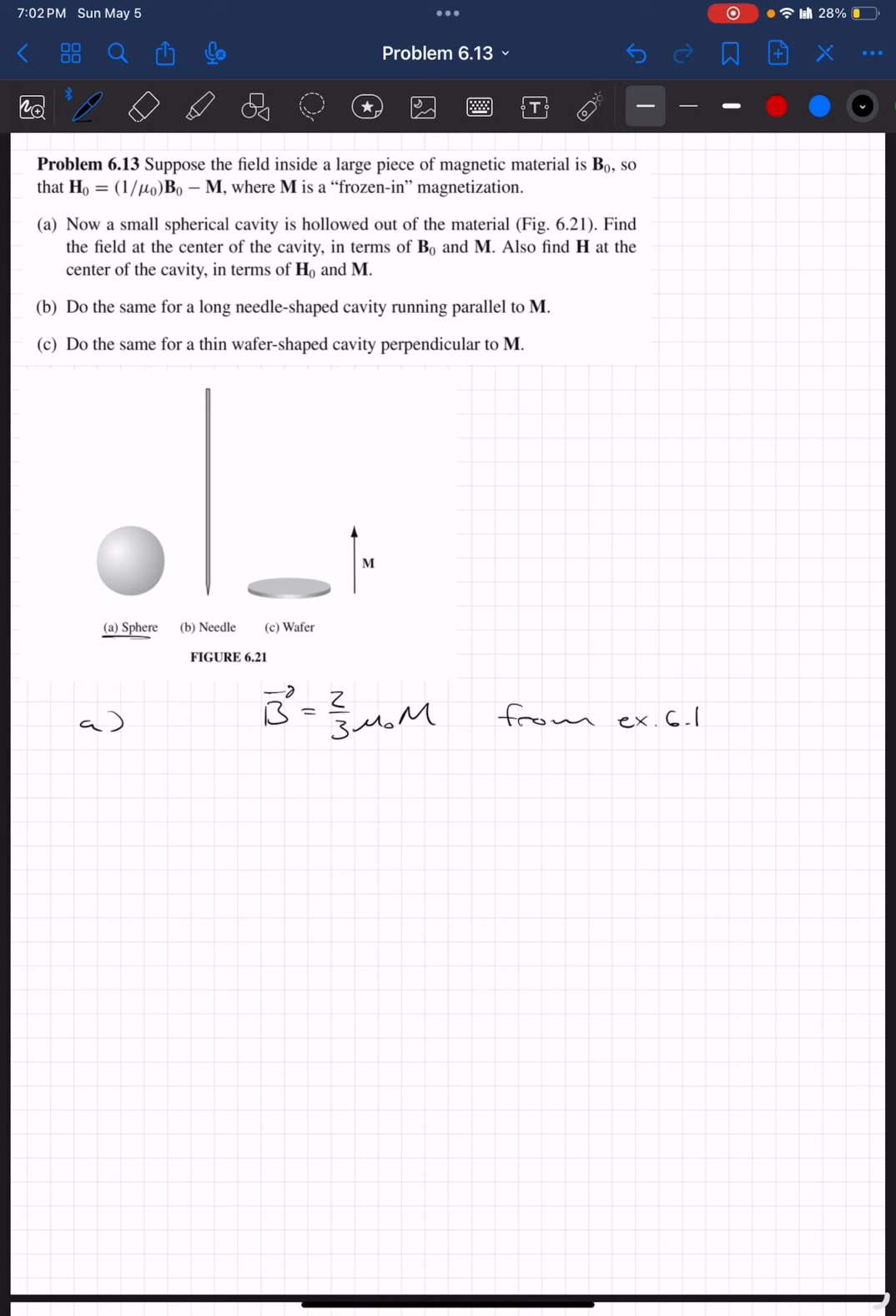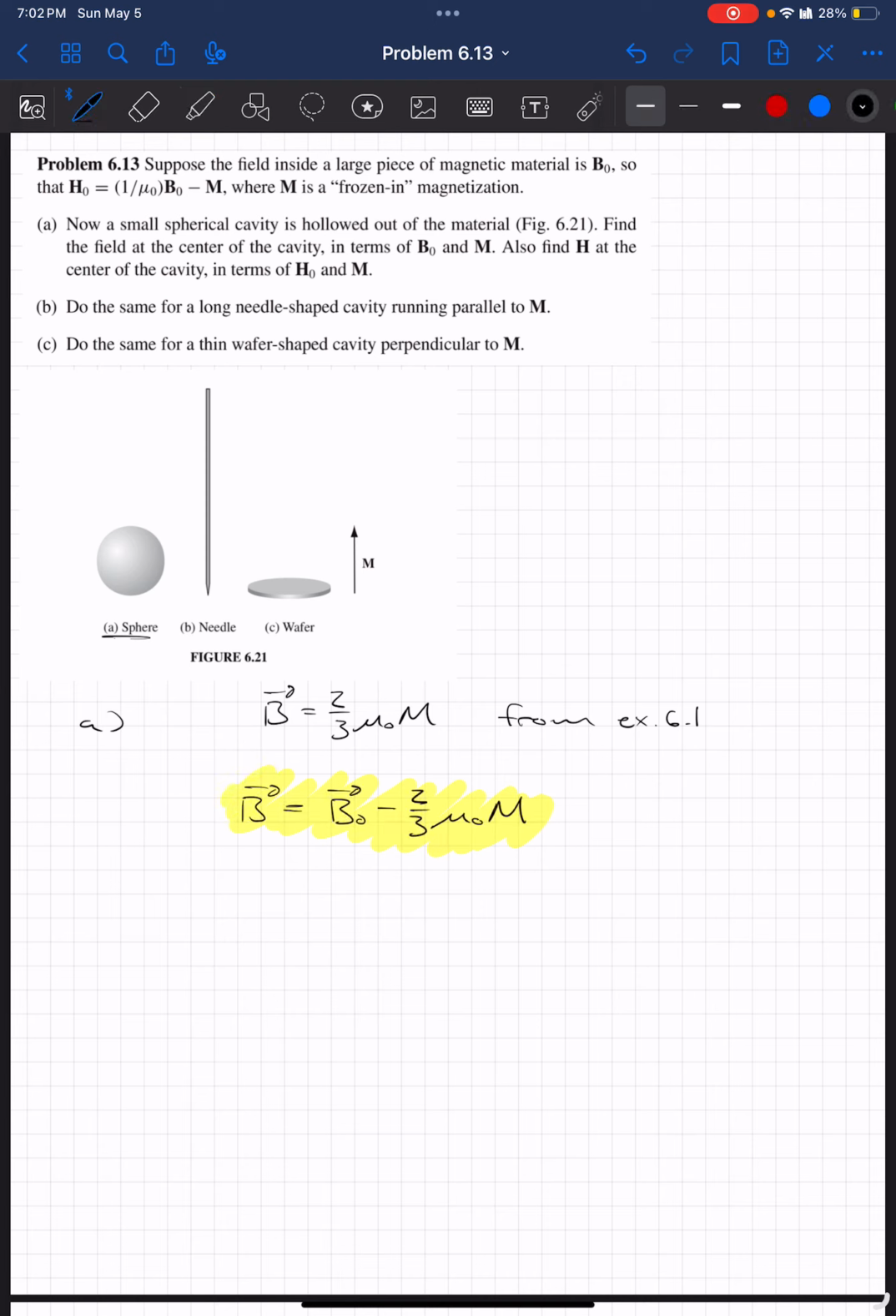Since we're removing this sphere from our material, we're hollowing it out, we're just subtracting the amount of magnetic material that the sphere has. So our new magnetic field for our material is equal to the original field, B naught, minus the sphere's field, which is 2/3 mu naught M. So this is our new magnetic field.